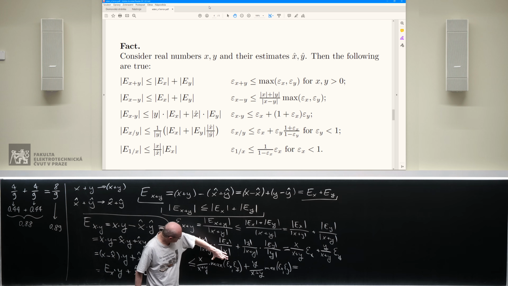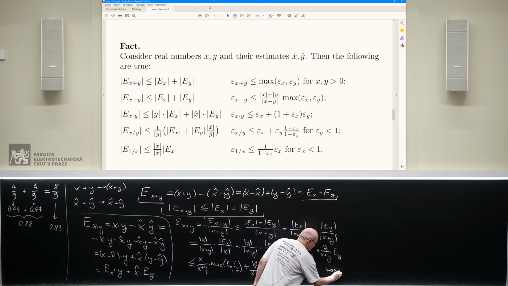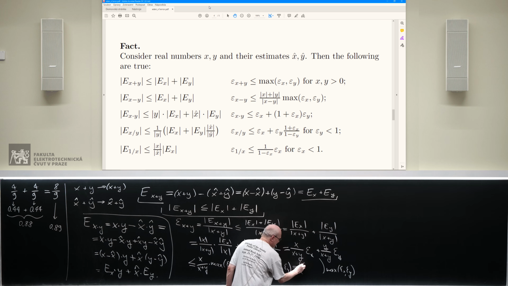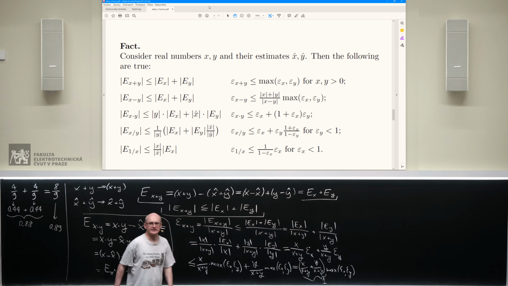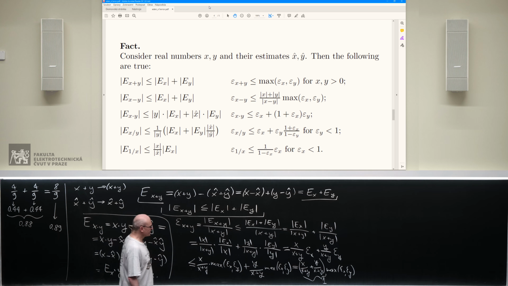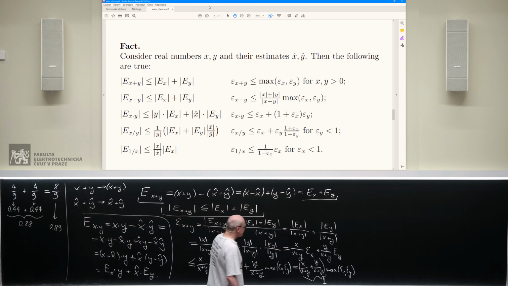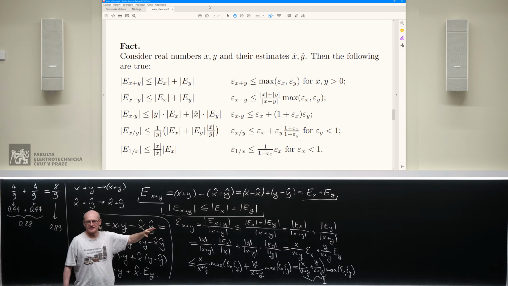Now, this maximum is just one number, just one symbol, just one object. I can factor it out. Maximum epsilon x, epsilon y. And when I factor it out, there will be x over x plus y plus y over x plus y. And this adds up to 1 and disappears. And that's the happy end. That's what we can see on the right. Okay. The other 5 formulas can be done using similar tricks.